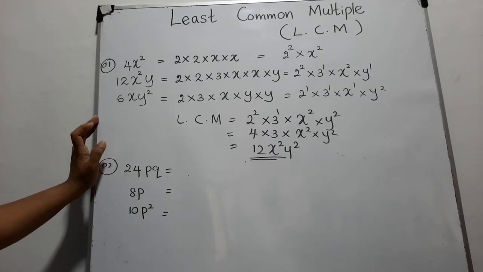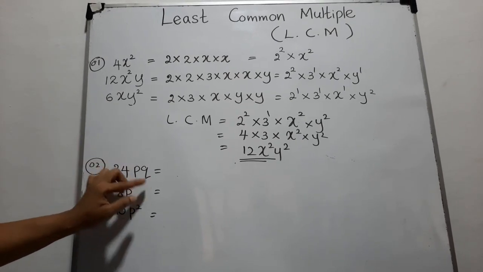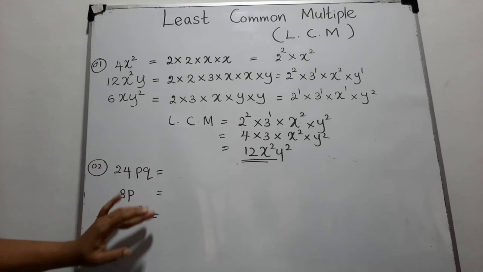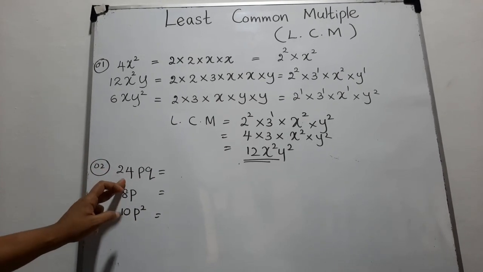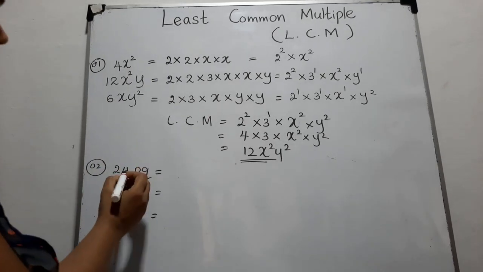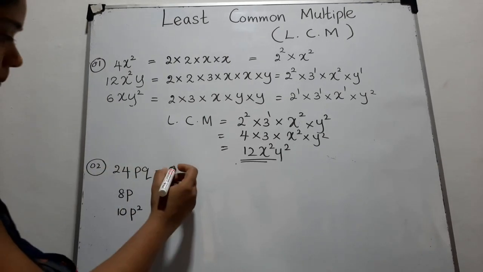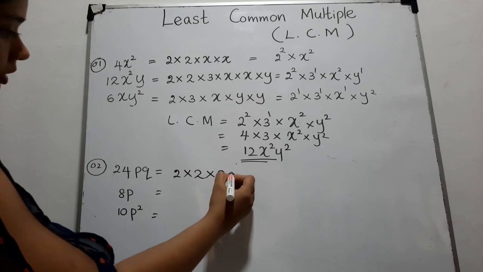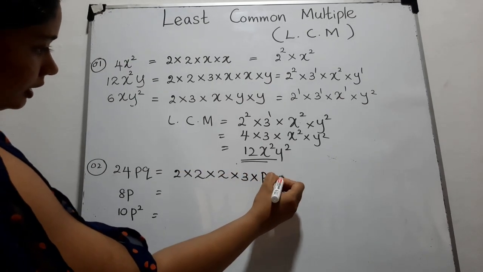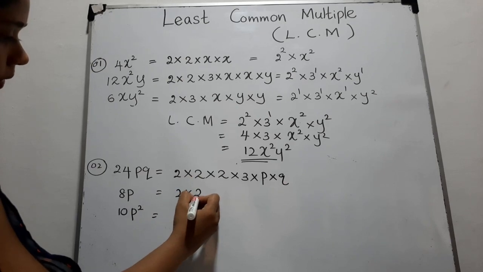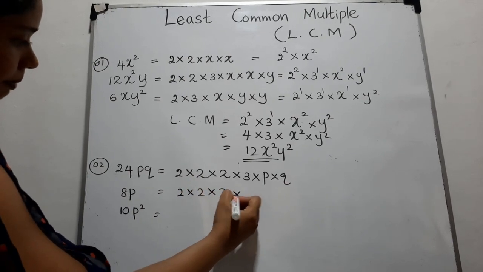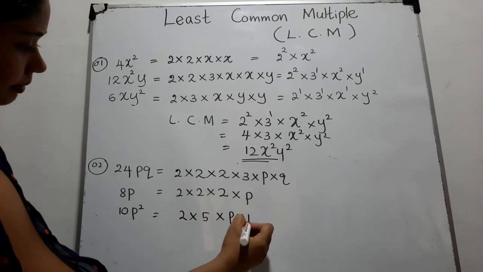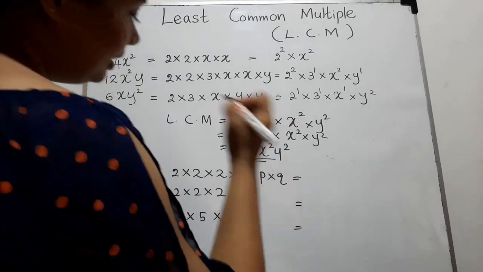Now let's see another example. You are given 24pq, 8p, 10p squared. Now let's see how we find the LCM of these three algebraic terms. Let's write 24pq as a product of its factors: 2 into 2 into 2 into 3 into p into q. Here 8p, 2 into 2 into 2 into p. 10p squared, 2 into 5 into p into p. Now you know we have to write them with their powers.